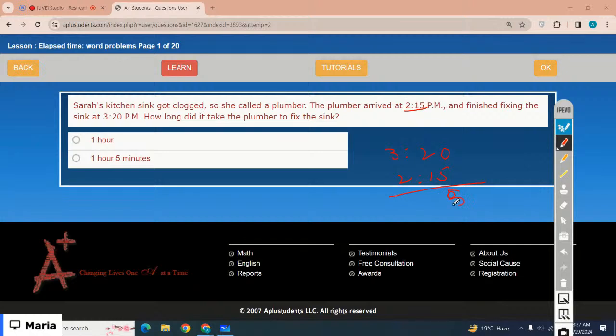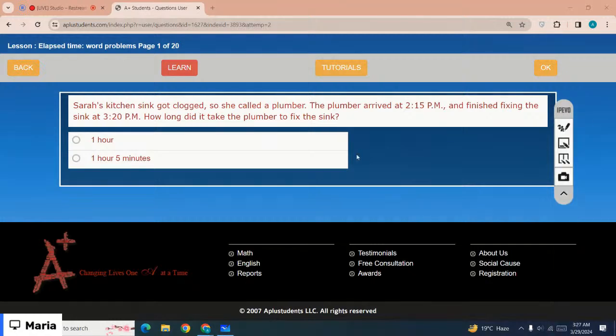So you can subtract 2:15 from 3:20, right? You are left with 5 minutes and 1 hour, right? That means it took 1 hour and 5 minutes to fix the sink, right? Option number 2 is the correct option. 1 hour and 5 minutes.